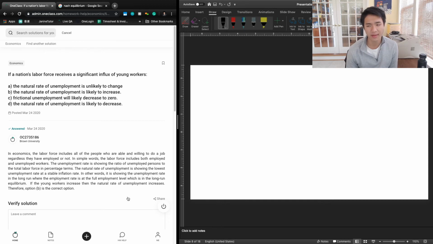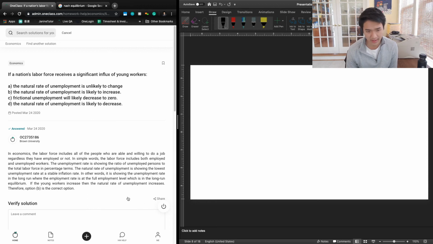However, the natural rate of unemployment, the frictional unemployment, however, might be affected by an influx of young workers. For example, young workers probably have never had a job before, so they might take a little bit longer to find the right job for them. That's going to increase frictional unemployment, thereby increasing the natural rate of unemployment.